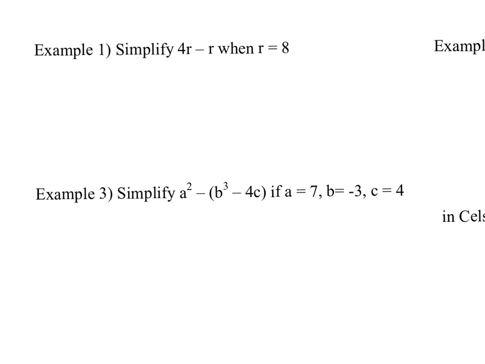It says simplify 4r minus r when r equals 8. All right, so first of all, we're given that r equals 8. What I like to do and what I want you to do when you're substituting is rewrite the problem with just parentheses, no numbers. So something like 4, I'm not going to write an r, I'm going to put parentheses. Minus. Instead of an r, I'm going to put parentheses.